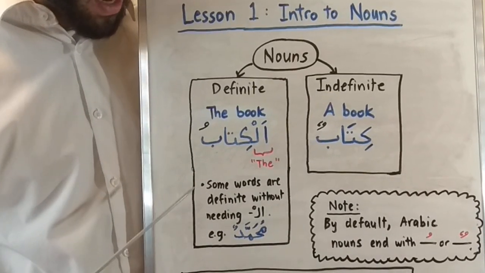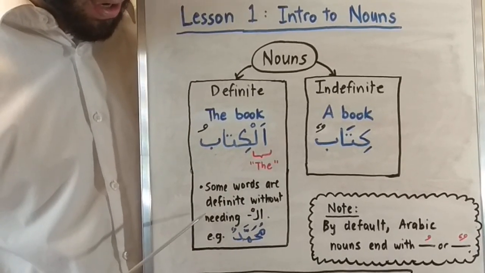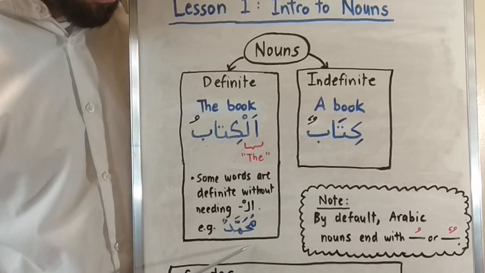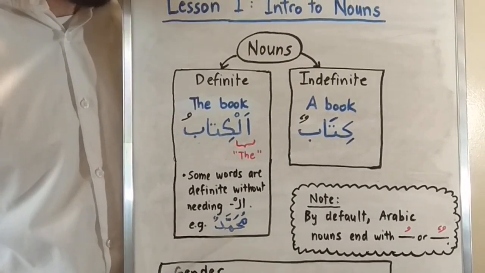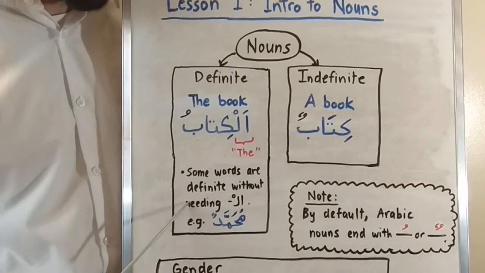Now, there's some words in Arabic that don't usually take on al to become definite. For example, Muhammad, a name of a person, you don't usually have to add al to make it definite. It's definite just because we know which Muhammad we're talking about.